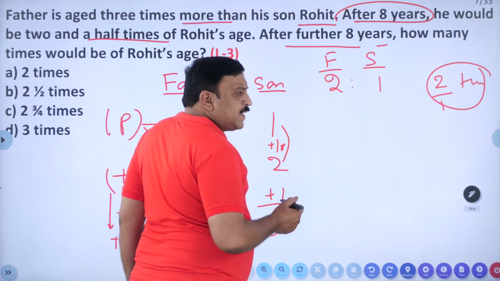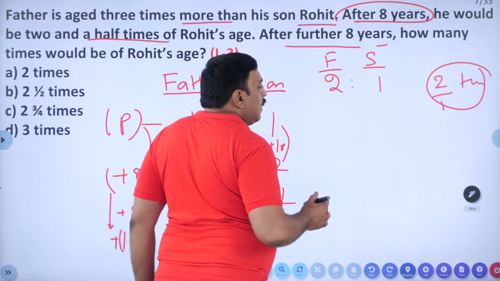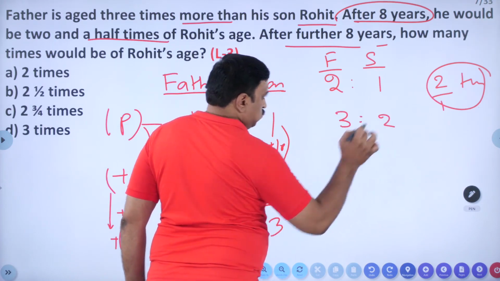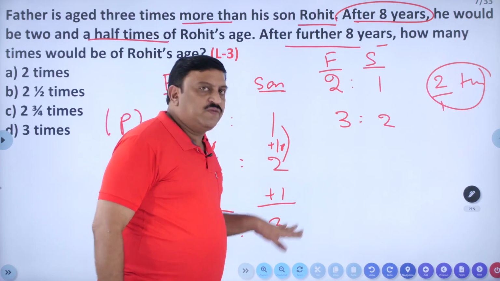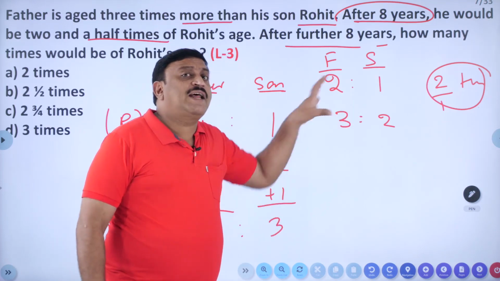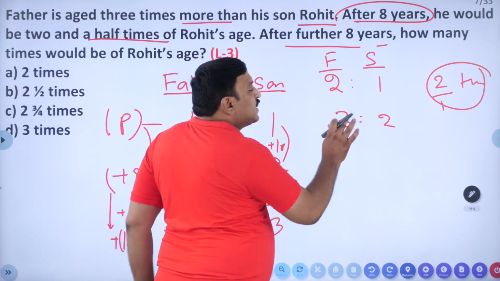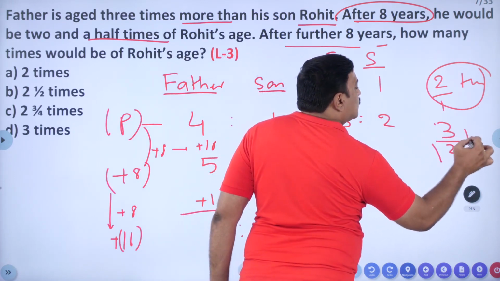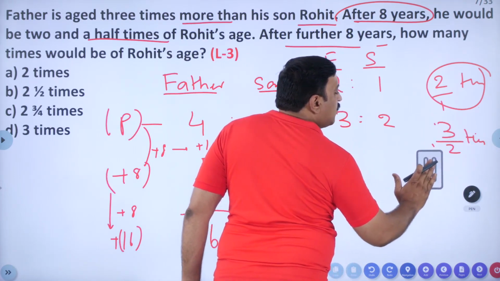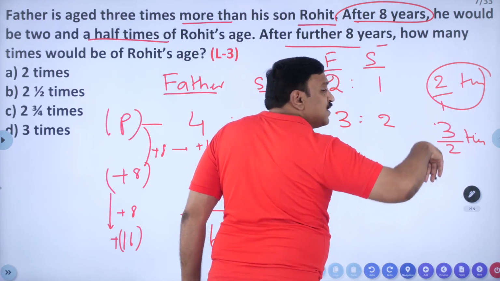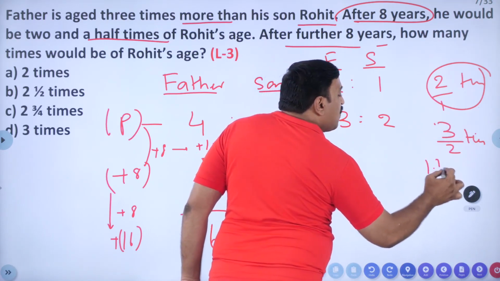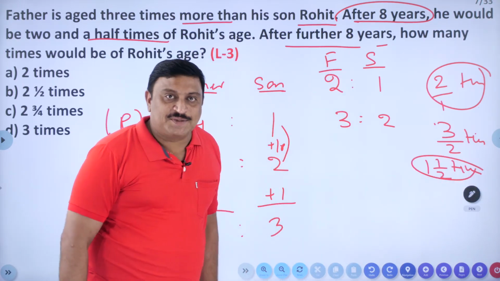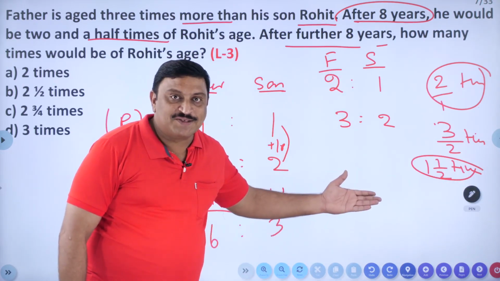Suppose you get 3 is to 2. How many times do you have to say? Just put it like this and say 3 by 2 times. 3 by 2, again you make the fraction, that is 1 by 2 times. See how simple this is.